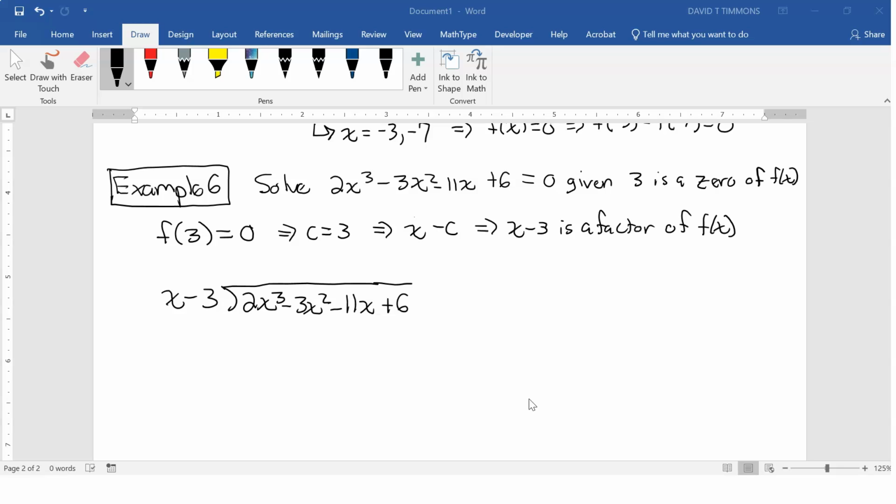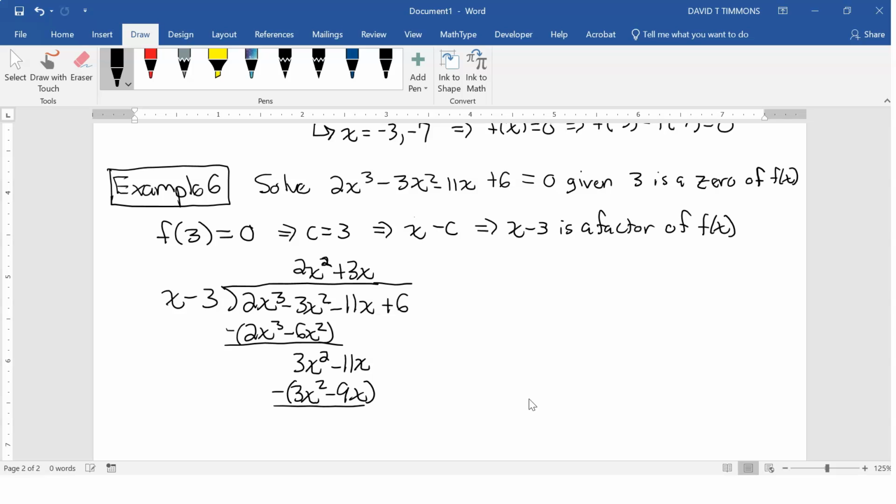So what times x gives me 2x cubed? That would be 2x squared. And we'll multiply. This is 2x cubed minus 6x squared. We'll subtract. These will cancel. We'll get a minus 3x squared plus 6x squared is a positive 3x squared. Bring down the 11x. What times x gives me 3x squared? That's a plus 3x. We'll get 3x squared minus 9x.